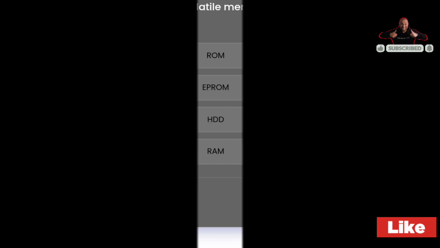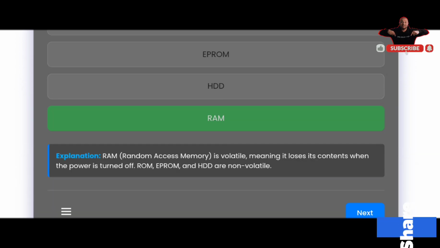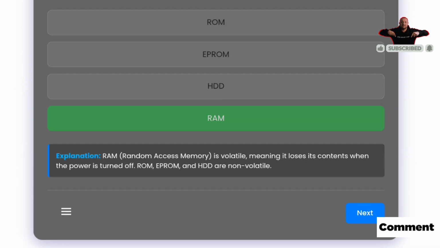Next question, which of the following is a volatile memory? कौन होता है वो? रैम. रैम का मतलब क्या है? रैंडम एक्सेस मेमोरी. Okay, it is volatile, meaning it loses its contents when the power is turned off. ROM, EEPROM and HDD are non-volatile.